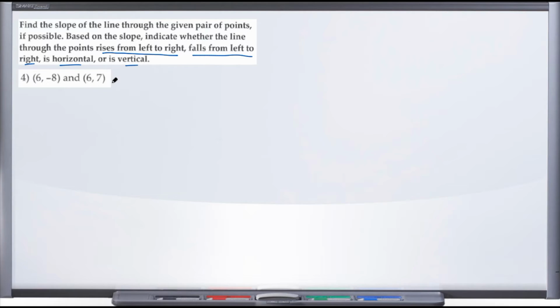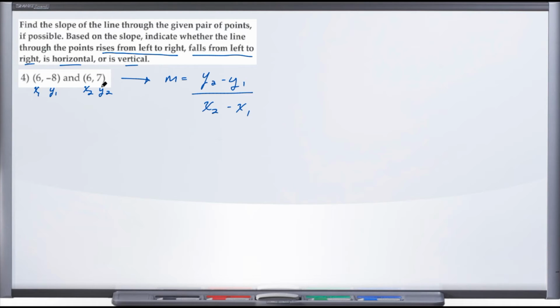And again, they give us 2 points. So they give us (6, -8) and (6, 7). And as we did before, let's go ahead and label each of these. So we have our x1, and we have our y1, and we have our x2, and we have our y2. And we're going to plug that information into our slope formula. So m, which stands for slope, equals y2 minus y1 over x2 minus x1.